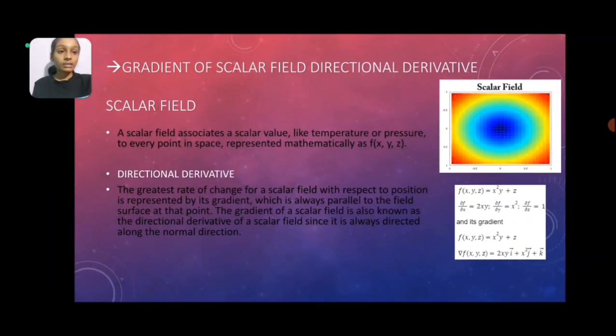Gradient of a scalar field and directional derivative. What is a scalar field? A scalar field associates a scalar value, like temperature or pressure, to every point in space, represented mathematically as f(x, y, z). Directional derivative. The greatest rate of change for a scalar field with respect to position is represented by its gradient, which is always perpendicular to the field surface at that point. The gradient of a scalar field is also known as the directional derivative of a scalar field since it is always directed along the normal direction.